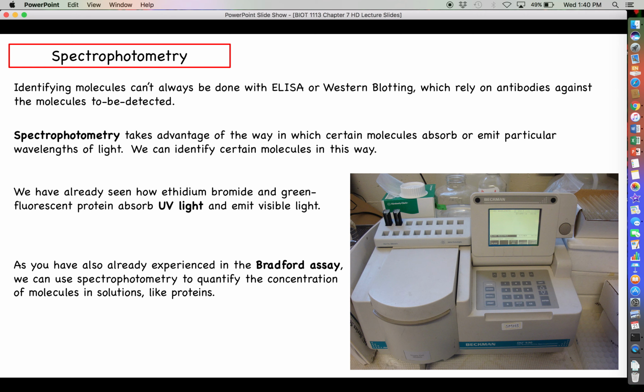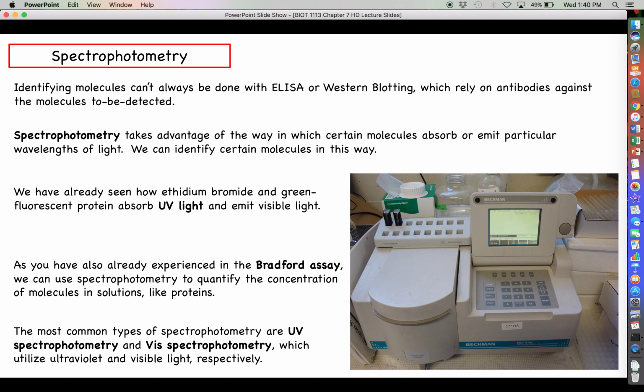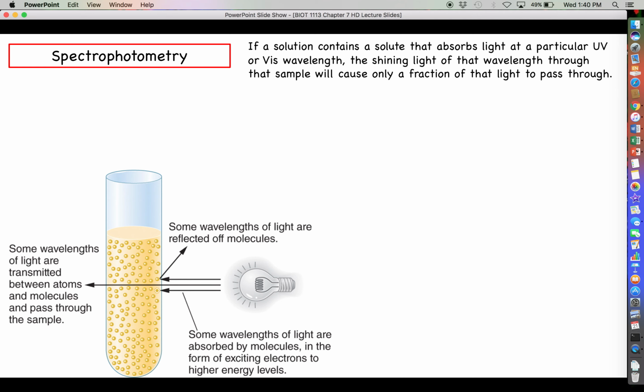The two major types of spectrophotometry that are certainly the most common are called UV spectrophotometry and visible spectrophotometry. As the name suggests, UV spectrophotometry will utilize ultraviolet radiation, and visible spectrophotometry will utilize visible light. Alright, so let's talk about the principles behind how spectrophotometry works.